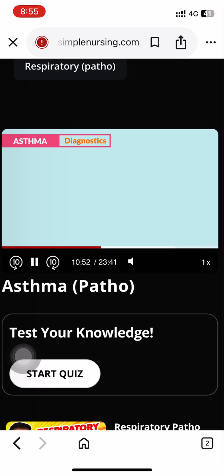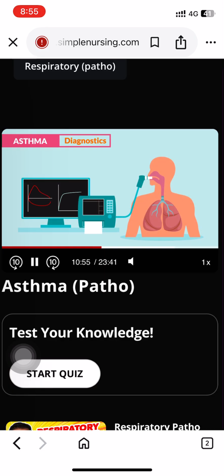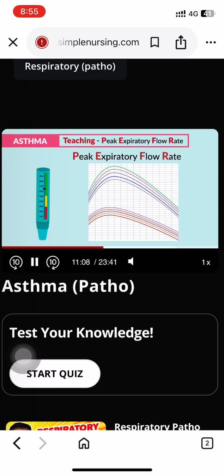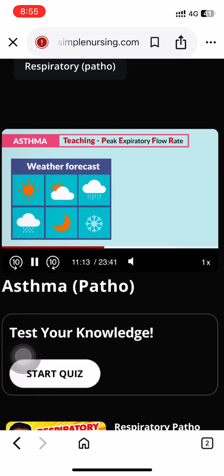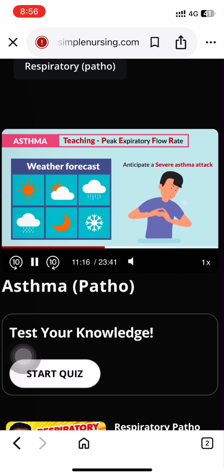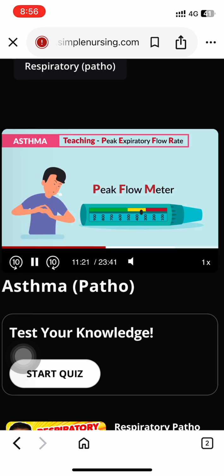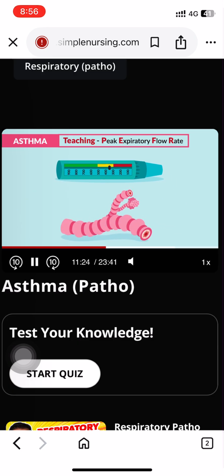Now, switching gears to diagnostics, we can use a pulmonary function test, also called a PFT, but this was not really tested on directly, so I would not focus on this. Now, teaching, I would focus on the peak expiratory flow rate. Now, this is used to take a peek at the client's peak air flow, sort of like a weather forecast. We want to anticipate a severe asthma attack before it happens. So the device we use is called a peak flow meter. This device measures peak airflow to see how tight the airway is before symptoms get worse.